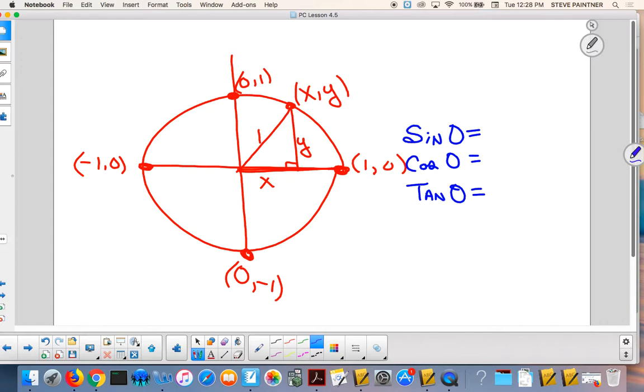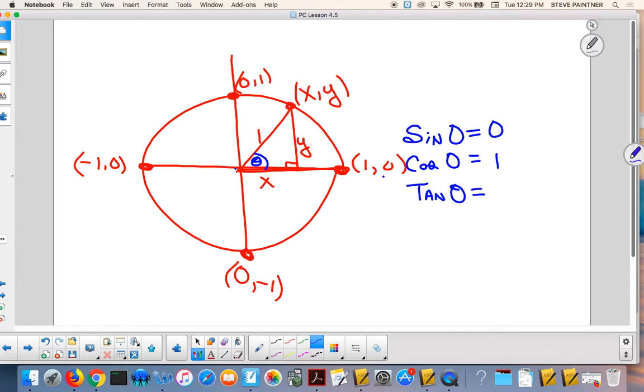So guys, what is sine again? Sine is what over what? Look right here. Y over r. Yep, y over r, but r is 1. So it's just y, isn't it? Do you get what I'm saying? So what is sine of 0 radians? 0. Did you catch that? Sine is just what? The y value. That's all it is. Where cosine is just what? The x. So it's 1.